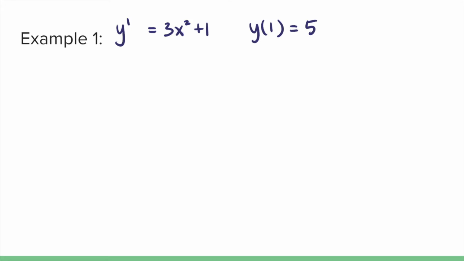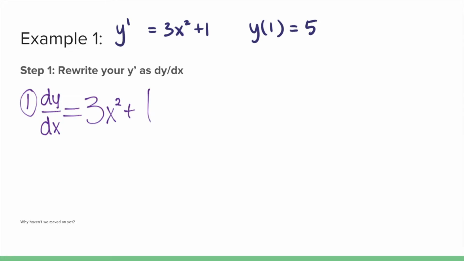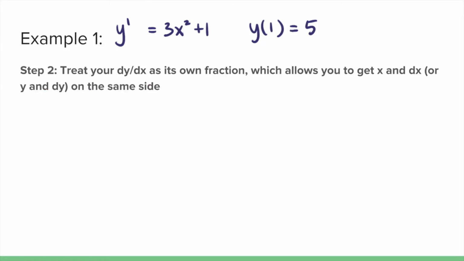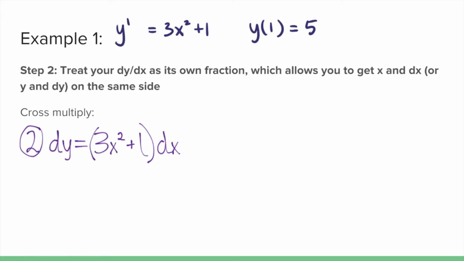We'll start easy. This problem has y prime equal to 3x squared plus 1. We know what you're thinking. Yes, you could integrate the normal way here, but practice makes perfect, so let's get started. First, we have to change the y prime to dy/dx. If we don't, we can't cross multiply and separate the x's from the y's. Easy. Dy/dx looks an awful lot like a fraction. This is probably because it is a fraction. And what can we do with fractions? Cross multiply. So let's get the things with x on one side and the things with y on the other.